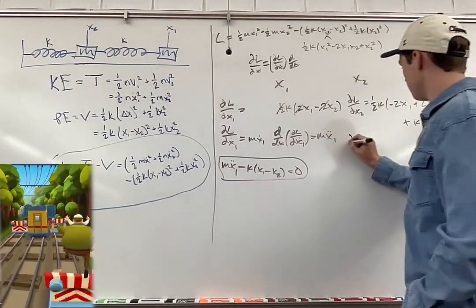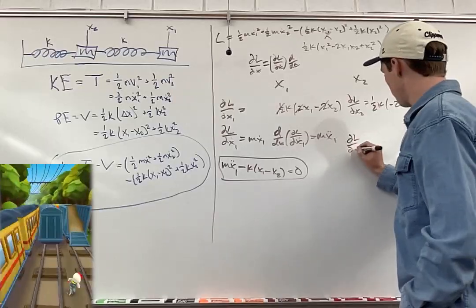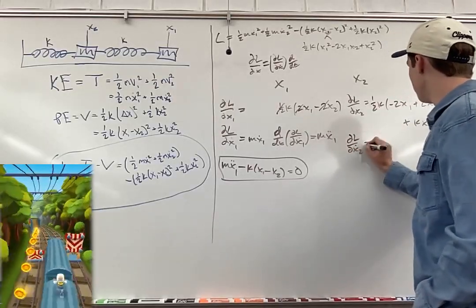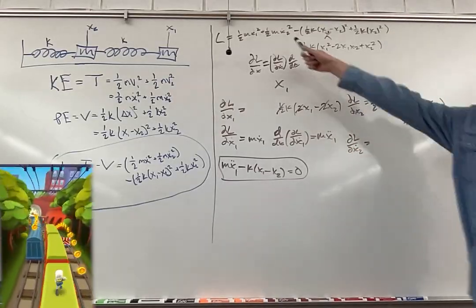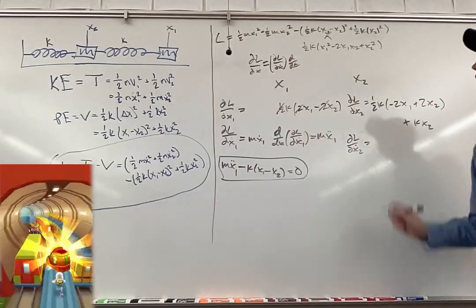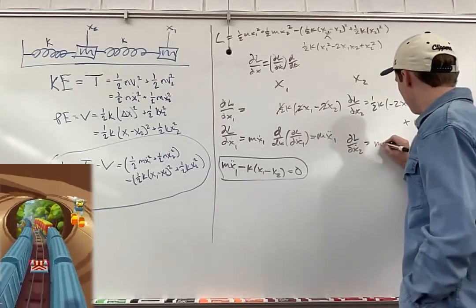Now finding the partial with respect to x2 dot is going to be just this term right here. Once again, we only have one term, and so we're going to get m x dot 2.